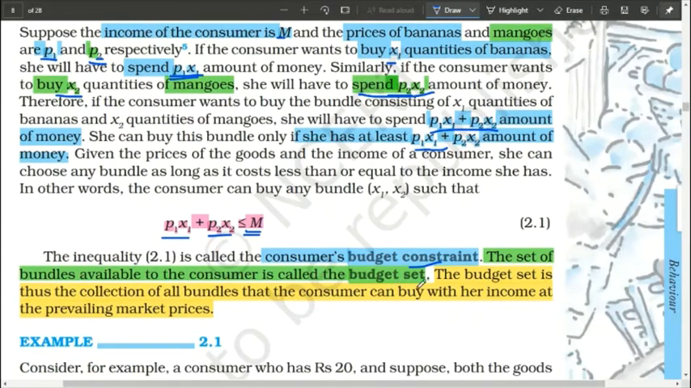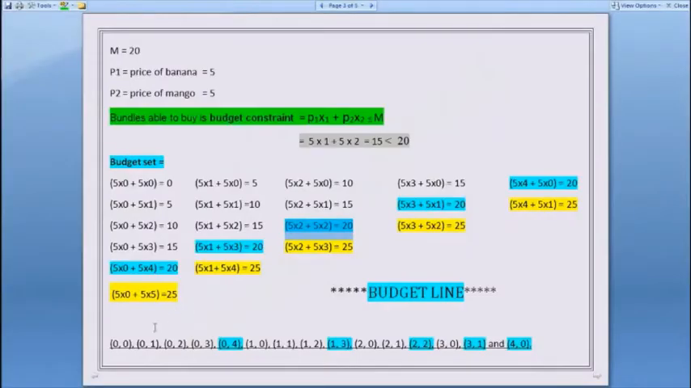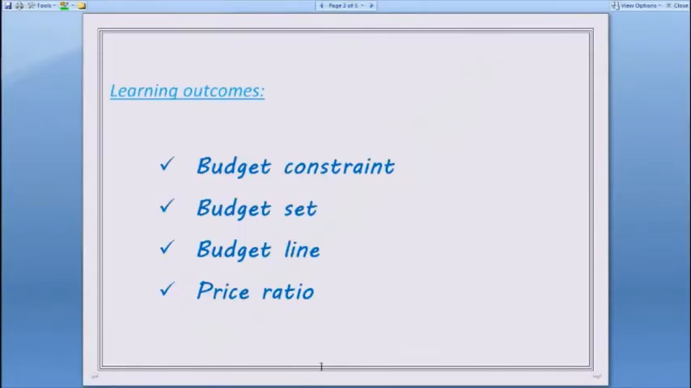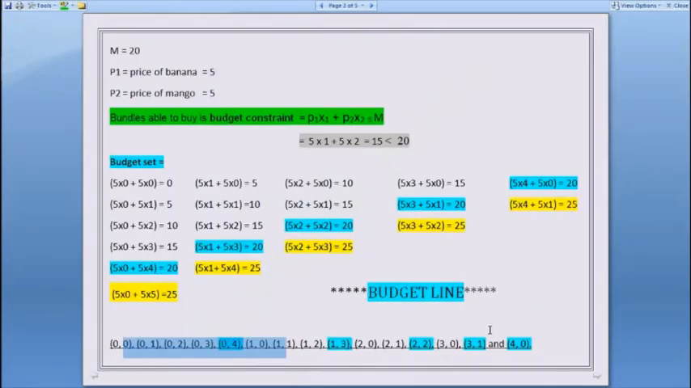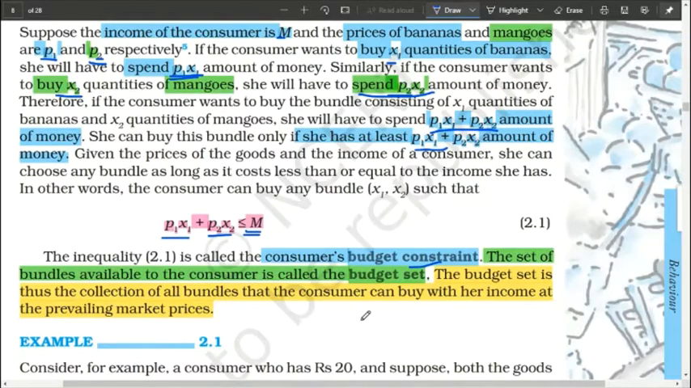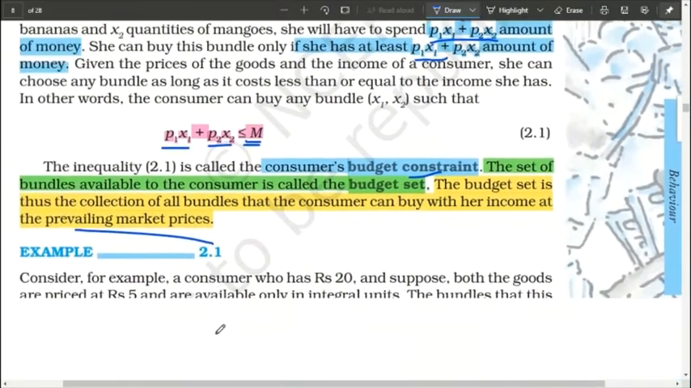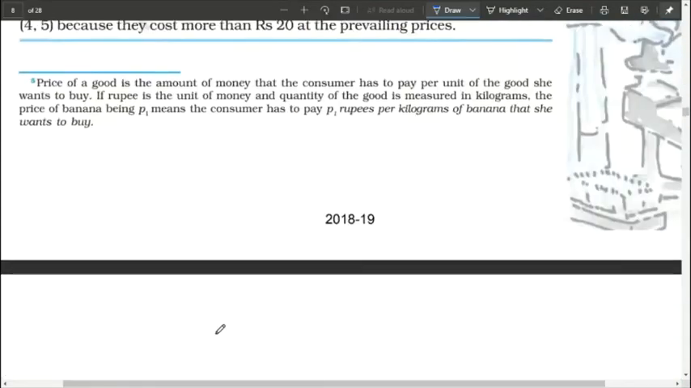Let's also read again the budget set. The set of bundles available to the consumer is called a budget set. The budget set is just a collection of bundles. These are the collection of bundles that you can choose from. It's up to you. You can buy when you have the income 20 rupees and the prevailing price of these goods that you know. Okay, so that's about the budget set.